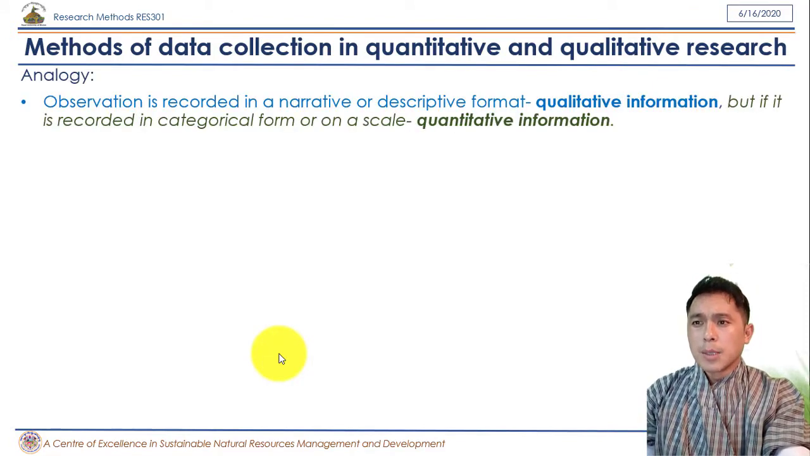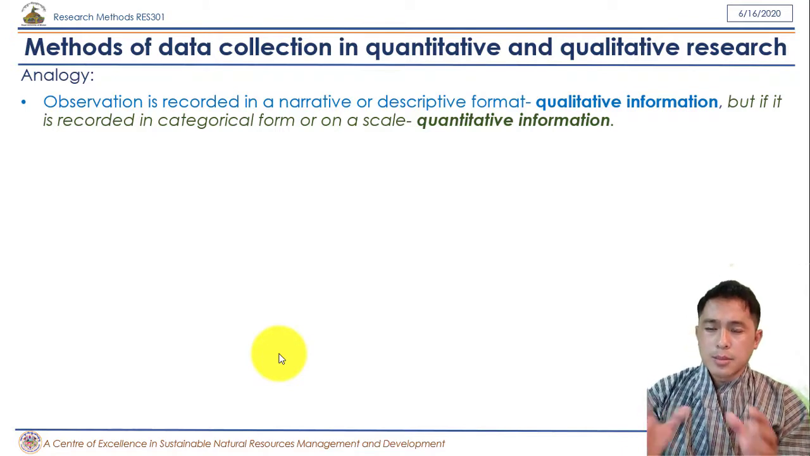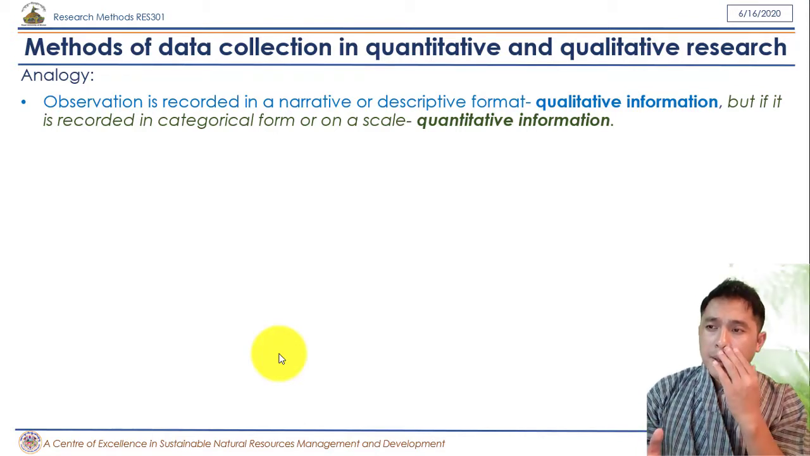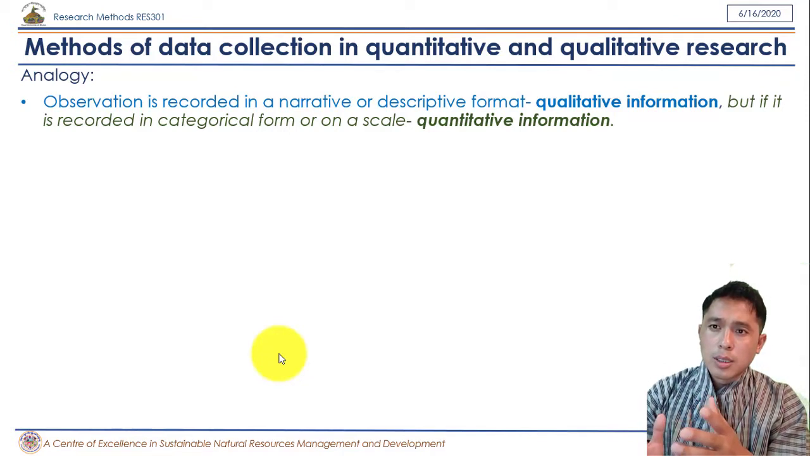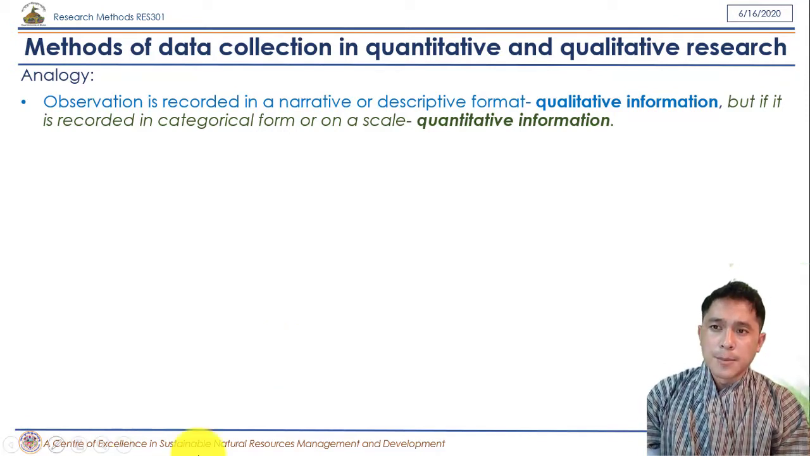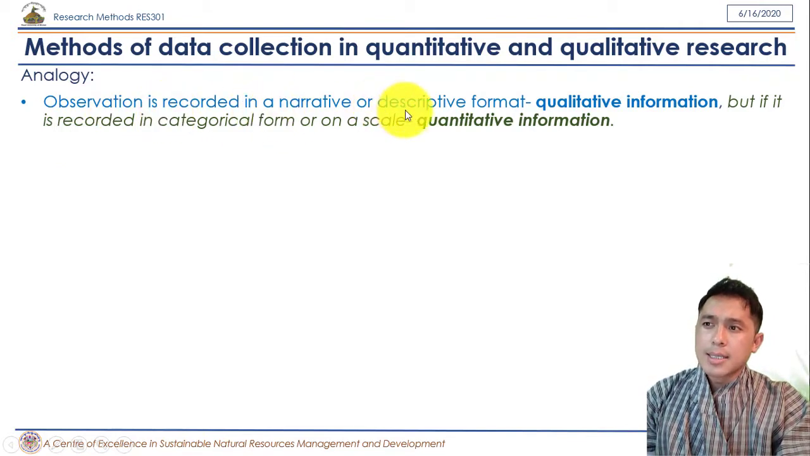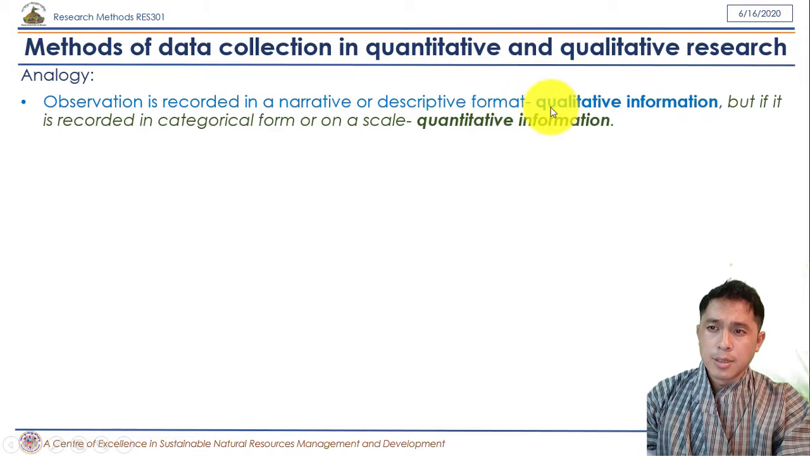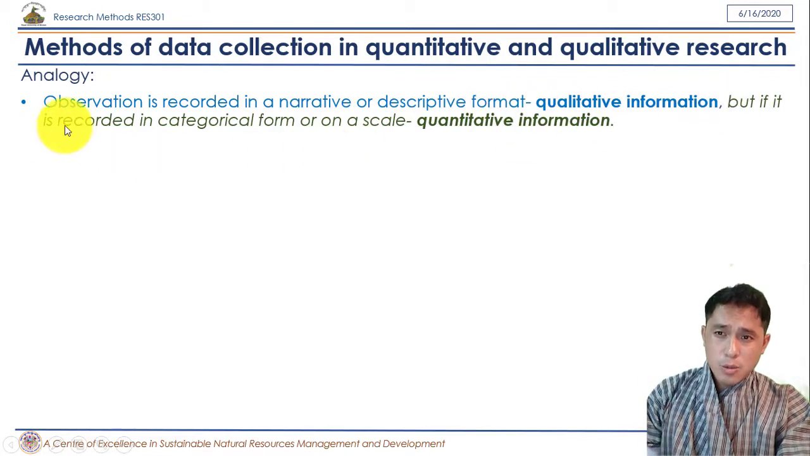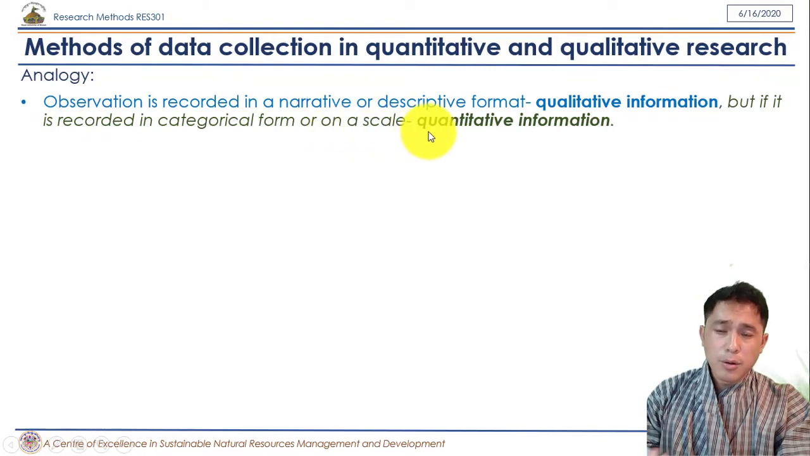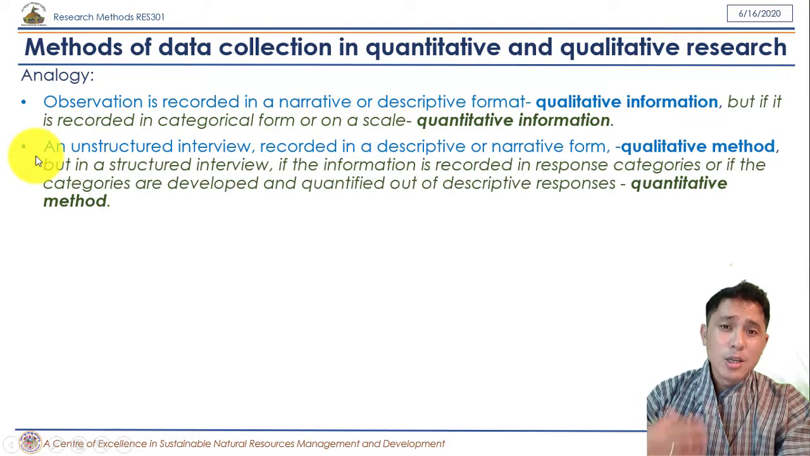So I'll just read through this one. Whatever I've just talked about in the first slide is basically being reflected here. You can just read it yourself, but let's read together. Blues are all qualitative, and green ones are all quantitative. So observation is recorded in a narrative or a descriptive format, so that's qualitative. However, if it is recorded in categorical form or on a scale, that's quantitative.